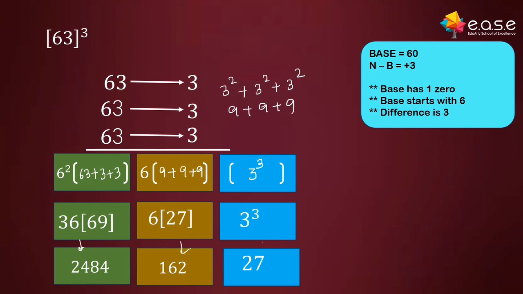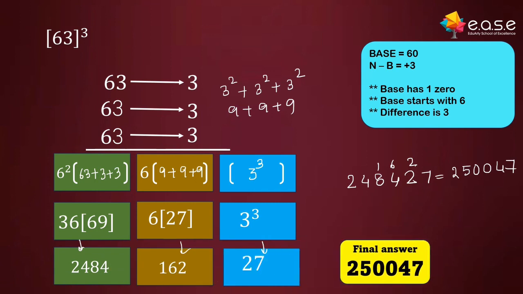Okay, now how to arrange the final answer? We have 2484, 162 and 27. That gives you what? That gives you 250047. Okay, so that's the final answer you get.